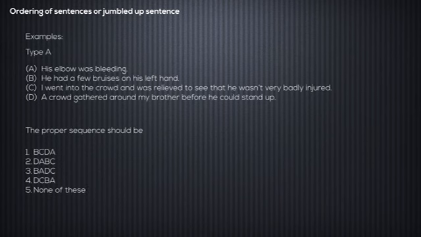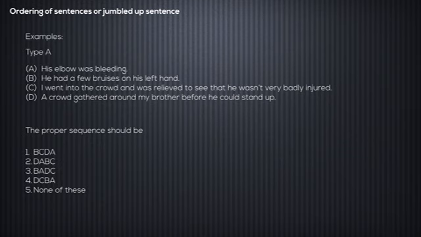For example, type A. A. His elbow was bleeding. B. He had a few bruises on his left hand. C. I went into the crowd and was relieved to see that he wasn't very badly injured. D. A crowd gathered around my brother before he could stand up.